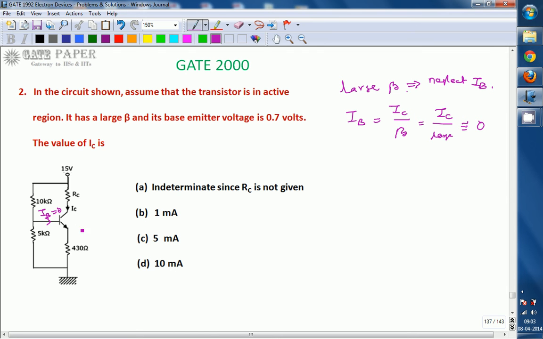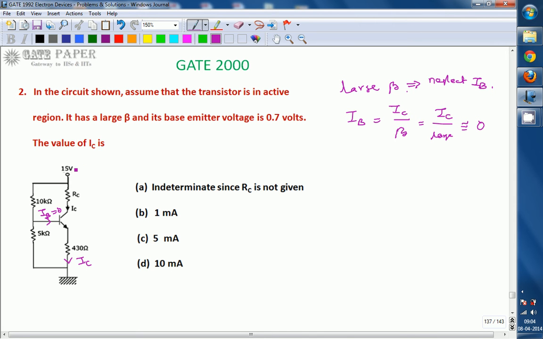Whenever IB is equal to 0, whatever current flows through RC also flows through this 430 ohms, because that current is nothing but the emitter current. Emitter current is collector current plus base current, so IC plus IB, but IB is equal to 0. So the current flowing through the emitter is also IC only. If you want to calculate IC, you can calculate the current flowing through the 430 ohms, which is nothing but IC.